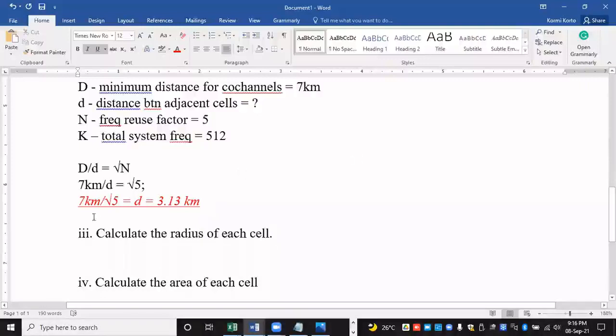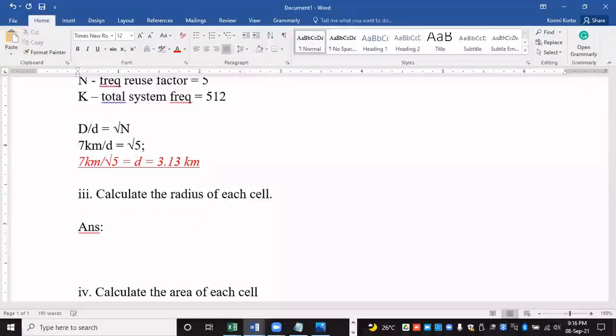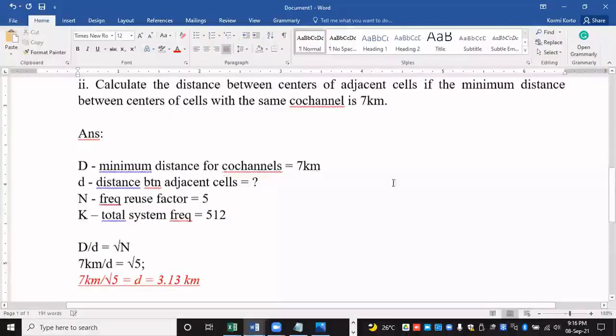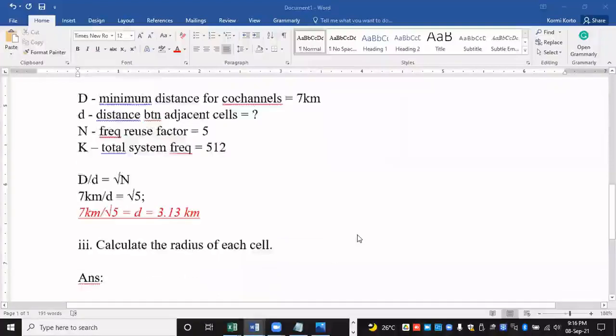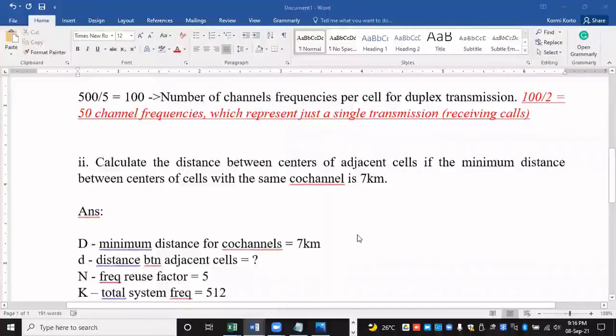Are we good, folks? Are we following? Yes or no? No, sir. Yeah, we are following. I heard somebody say no. Who said no?